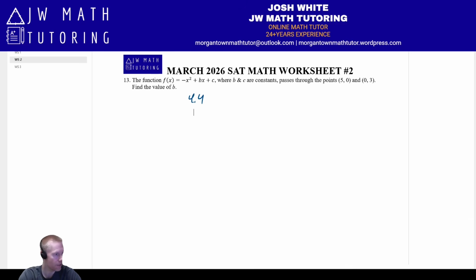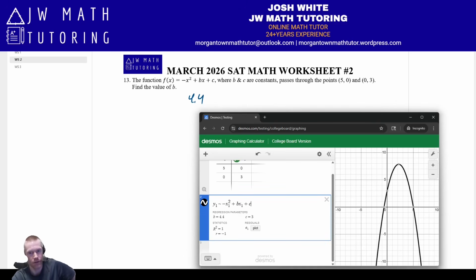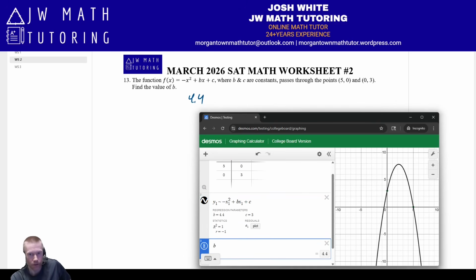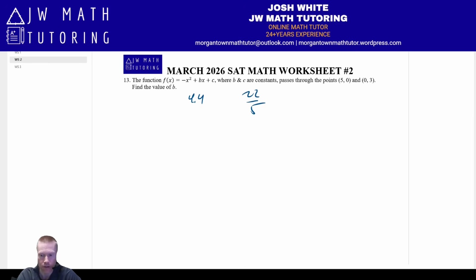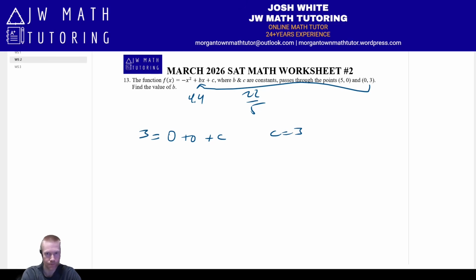Now we could also enter it as 22 over 5. And of course for this, if you want to solve this manually, you could do that, that's fine. Notice if you take this point first and plug it in, you get 0 plus c is equal to 3. So that tells you c is equal to 3.